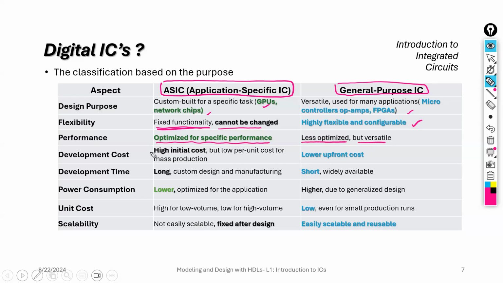Development cost is very high for ASICs, but later if it is mass production, ASICs are very low in cost. Whereas here, the upfront cost is lower, with a shorter development time. Power consumption is lower for ASICs and higher here, because we can optimize the power. So cost is high for low volume and low for high volume.